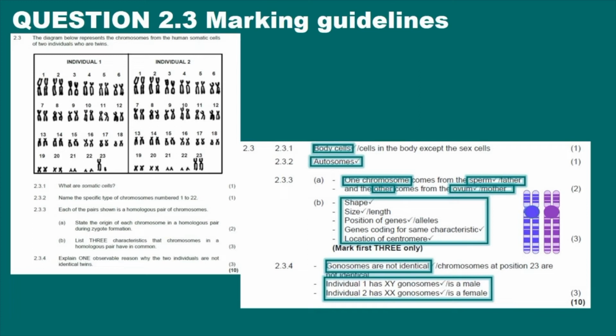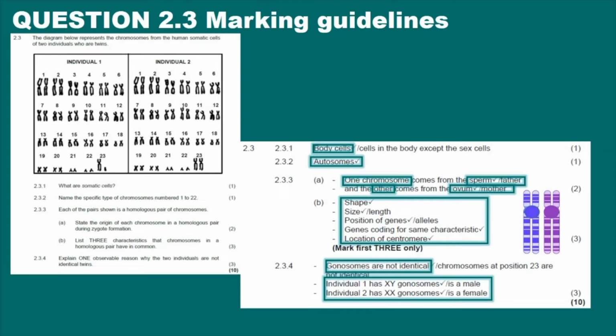It's very important that you do not just say that individual 1 has a X and a Y and individual 2 has a X and a X. You will not receive the marks. So you have to state that they are gonosomes or chromosomes, and one is female and one is male. That is how we know that they are male or female.